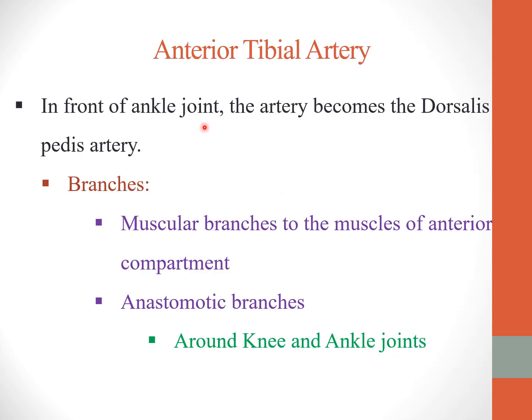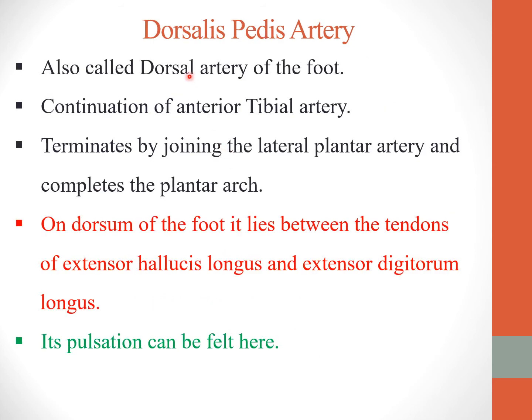So in front of the ankle joint, the artery becomes the dorsalis pedis artery. Its branches are muscular branches to the muscles of the anterior compartment, and anastomotic branches around the knee and the ankle joint. The dorsalis pedis artery, also called the dorsal artery of the foot, is a continuation of the anterior tibial artery. It terminates by joining the lateral plantar artery and completes the arch which is known as the plantar arch.